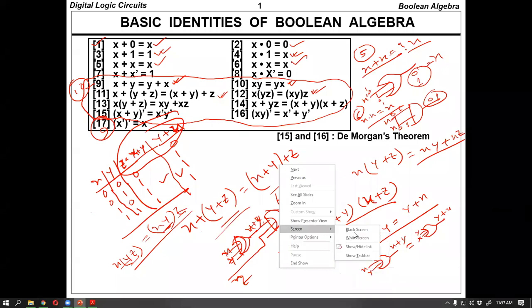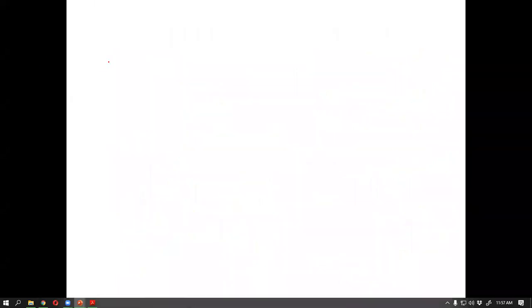This is your assignment. You prove this circuit. Our formula: X plus YZ is equal to X plus Y and X plus Z. So for your circuit, first draw this circuit and draw this circuit.